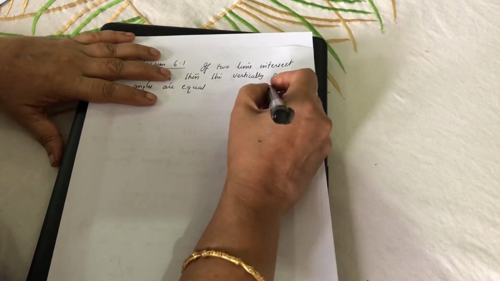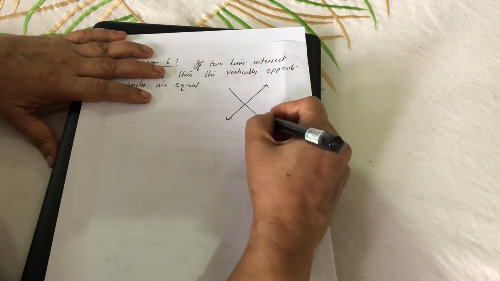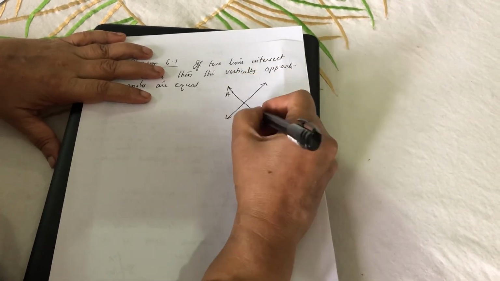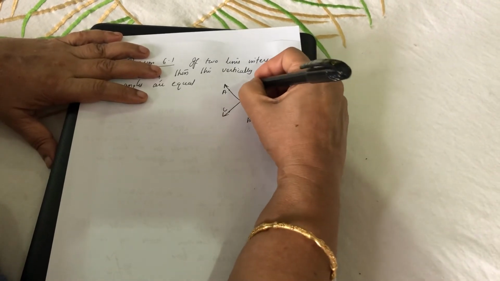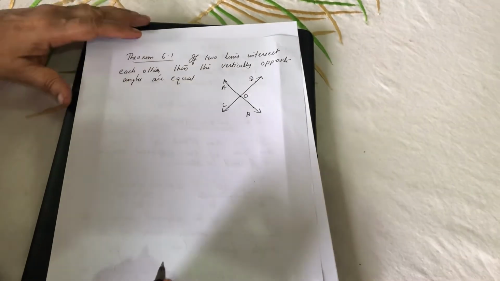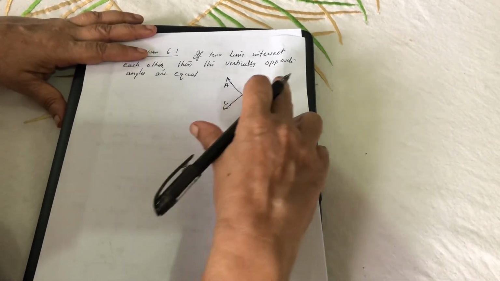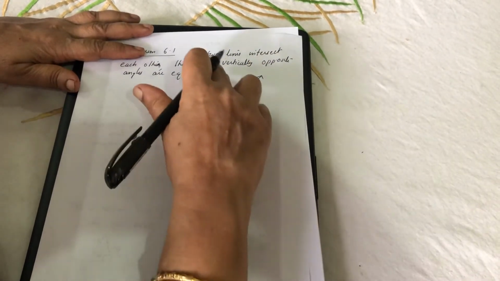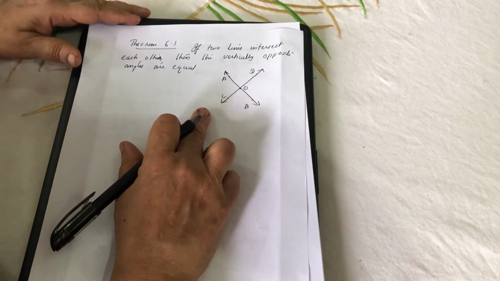So two lines intersect. Line AB and line CD are intersecting at O. Last class we have learned what you mean by intersecting lines. Intersecting lines mean both the lines pass through a common point.